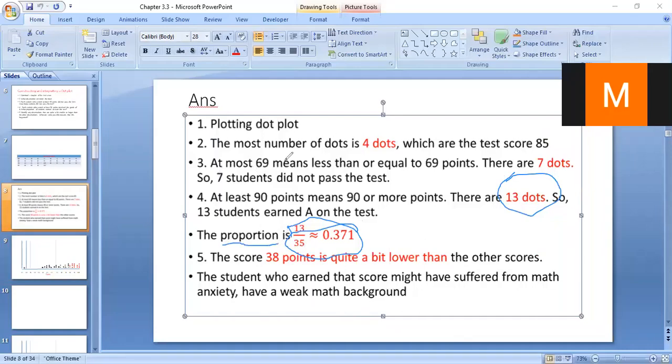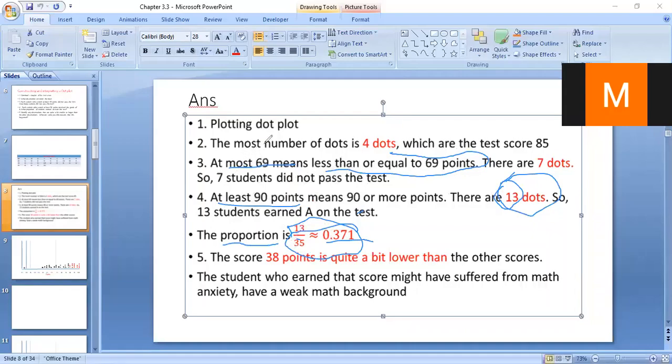And the question about this is at most different from at least. At least means 90 or more, and at most means from 0 up to 69. And for the proportion, you find how many people, divide by the total, and you get the proportion.